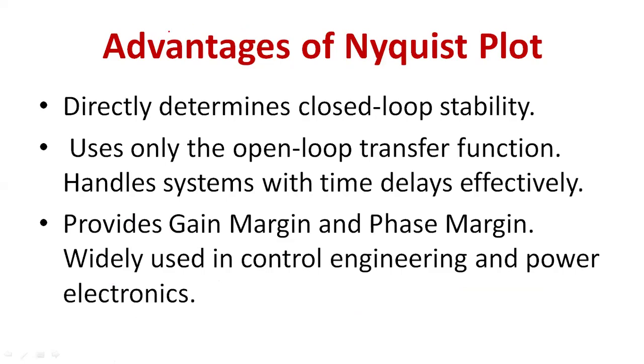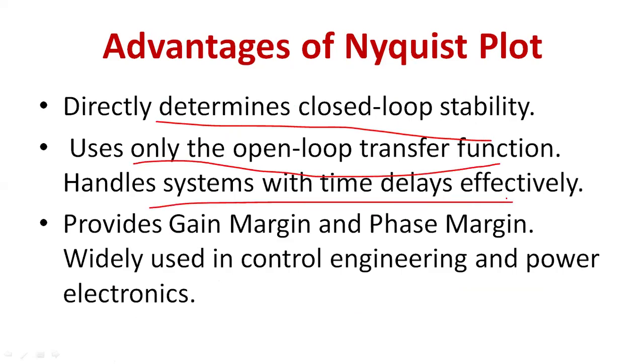That is a concept. So it will directly determine the closed loop stability. That is a peculiarity of the Nyquist plot. Use only the open loop transfer function to determine the closed loop stability of the closed loop control system. So by checking the time delay, by checking the oscillation, we can predict, mainly by checking the time delay. We are predicting the stability using the Nyquist plot. Providing the gain margin and phase margin, it is widely used for control engineering and power electronics.